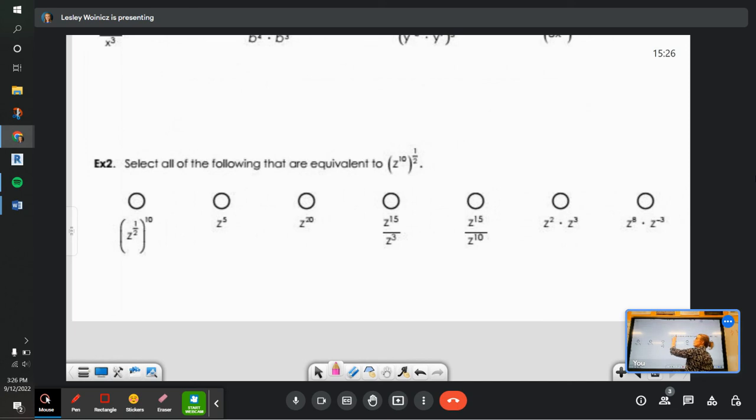So I have a power raised to another power. This is obviously which rule? Yeah, this is the power rule. Okay, so I have to multiply these powers. We already figured out that multiplying by 1/2 is the same as dividing by 2. So what's 10 divided by 2? Yeah, so I have z to the 5th. All right, one of them is already a match. And then z to the 20th obviously is not going to work.